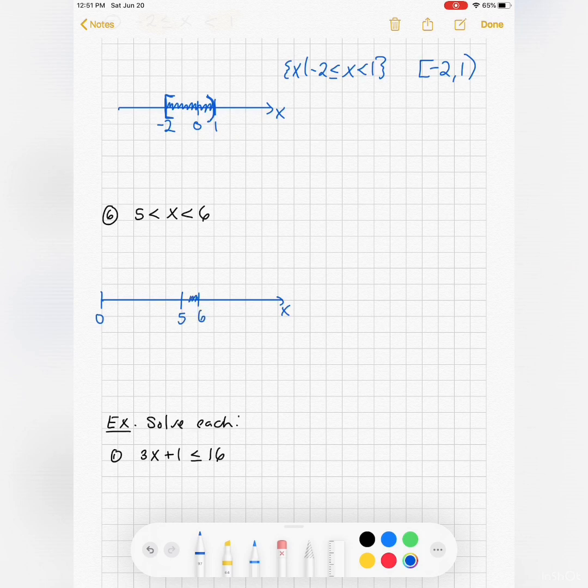So the x is in between 5 and 6. Neither of those ends are included, so they both get parentheses. So the set of all the x's, where x is in between 5 and 6, interval notation, 5, 6, both parentheses.